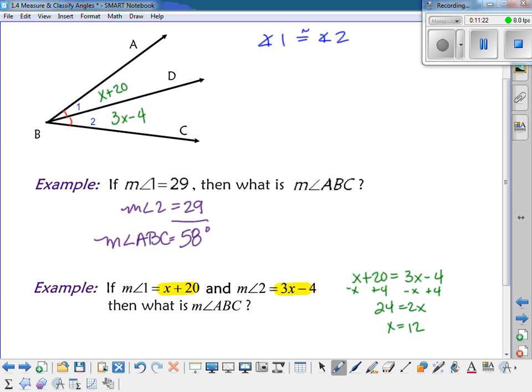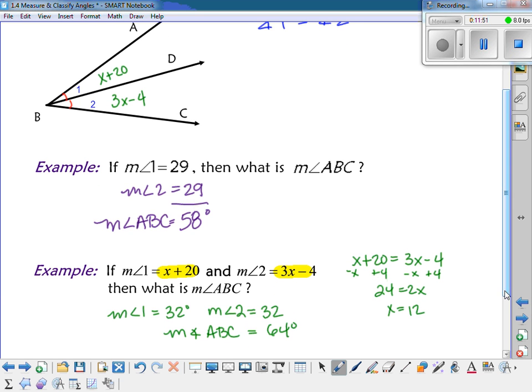I want to know what the measure of angle ABC is. So I go and I plug that back in. The measure of angle 1 is 12 plus 20, 32. And the measure of angle 2 better come out to the same thing, but let's make sure by plugging it in. 3 times 12 is 36. 36 minus 4 is also 32. And so therefore the measure of angle ABC would be equal to 64 degrees. And then that would be your final answer.